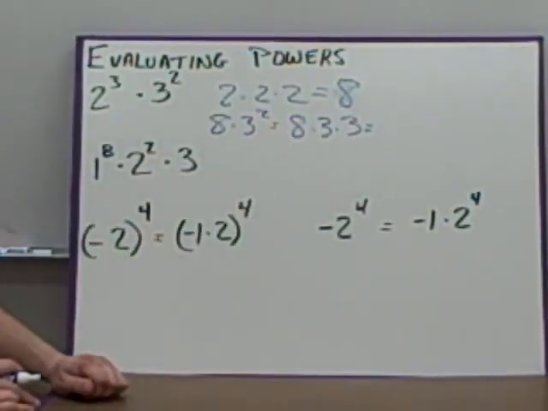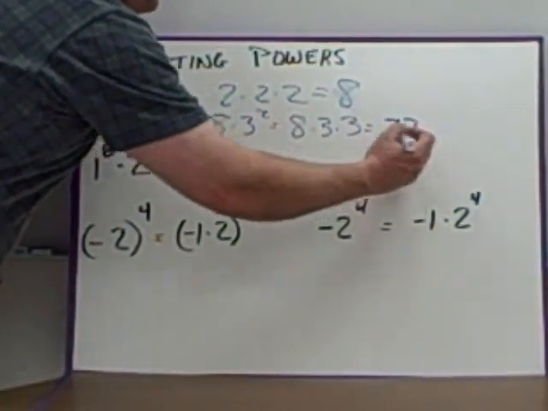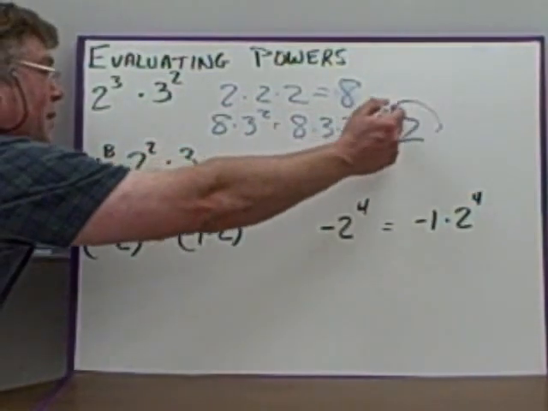3 times 3 is 9. 9 times 8 gives you 72. That's your final answer, 72.